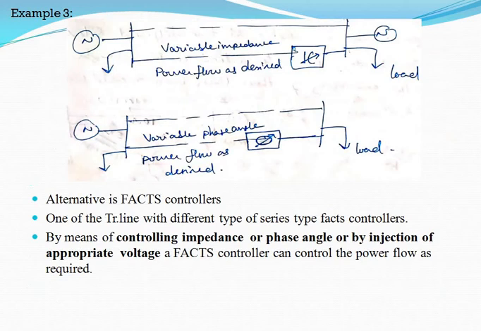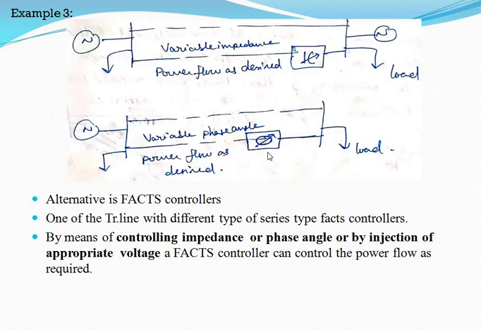And in the third case, we are introducing the controllers. With the help of this FACTS device, that is FACTS controllers, we can add variable impedance in this transmission line. So we can change the impedance of the transmission line with the help of this FACTS controller. By changing the impedance of the line, we can also change the power flow as desired by the operator.